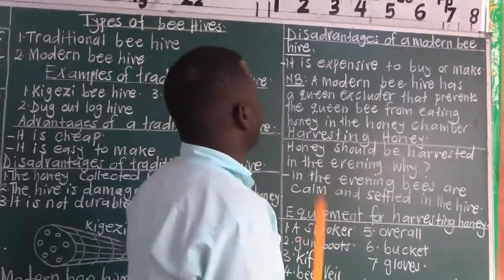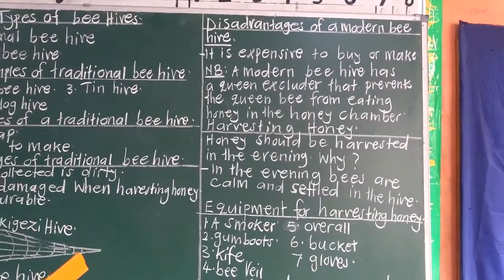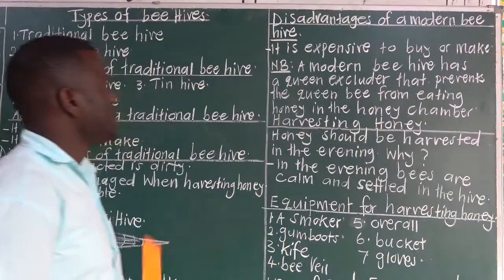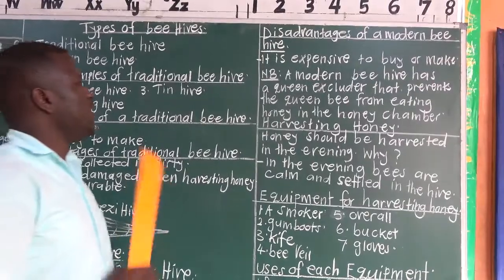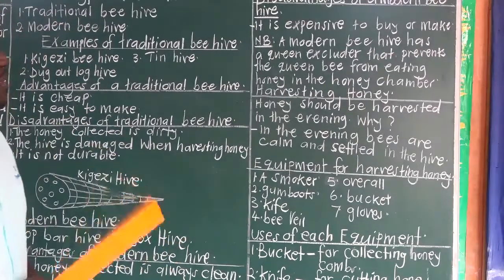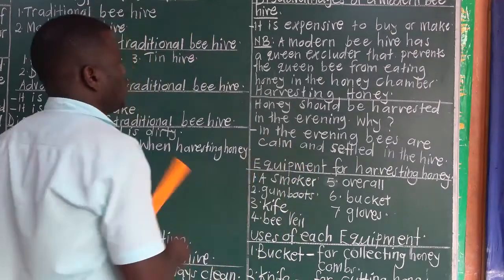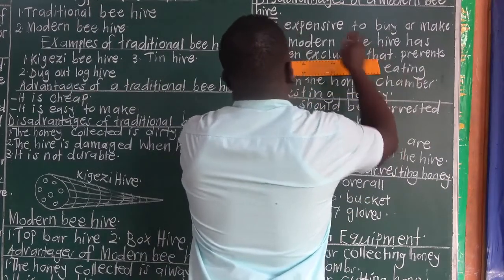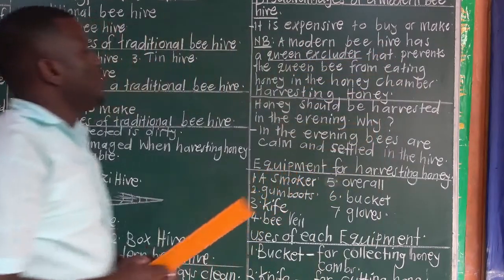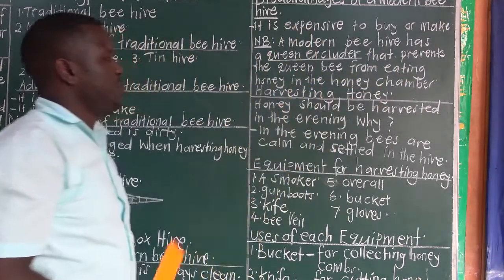Disadvantages of modern beehives. One, it is expensive to buy or make. So making a modern beehive is very expensive, or buying it. Two, a modern beehive has a queen excluder that prevents the queen bee from eating honey in the honey chamber. So they may ask the importance of a queen excluder. A queen excluder prevents the queen bee from eating honey in the honey chamber.